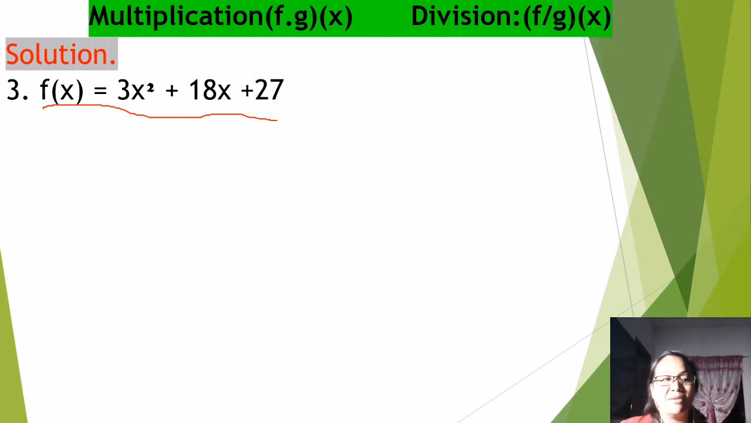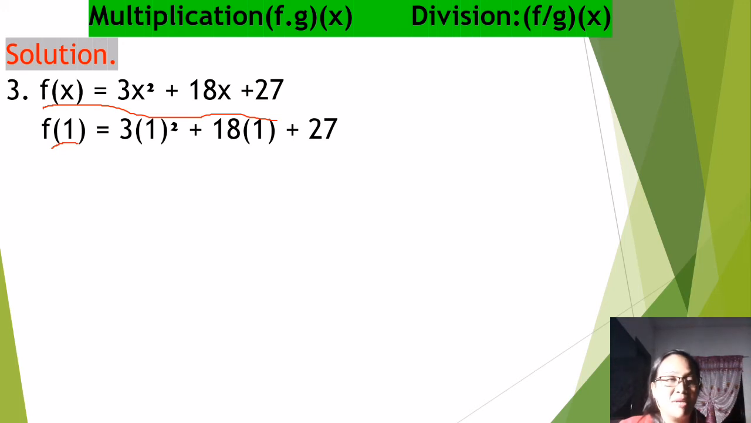And again, for the input of f of x, we have 1. So we have now f of 1 is equal to 3, and then change the value of x by 1. So times 1, and then copy the exponent 2. Plus, copy the constant 18 multiplied by the value of x, which is 1, plus 27. Following the order of operation, we will do first the exponent.